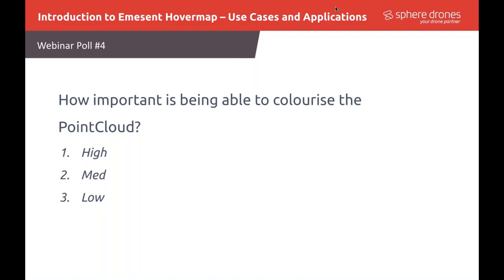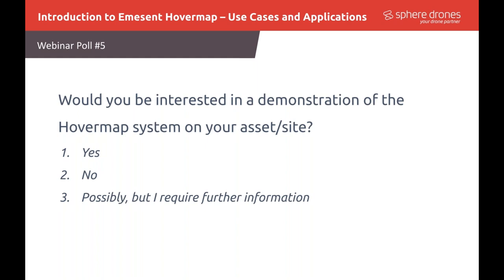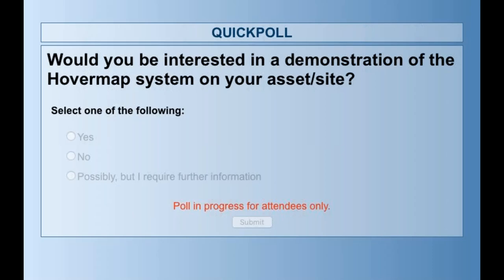And I guess the last poll question is just to gauge the interest of the audience. So the last question is, would you be interested in a demonstration of the Hovermap system on your site or asset? I guess we will work very closely with Emesent to make this happen if this is the case. So if you could please answer this poll, this will give us an understanding of whether you are interested in a potential demonstration on your assets or site. Even if you do not have an asset, we're more than likely to offer a demonstration for you.